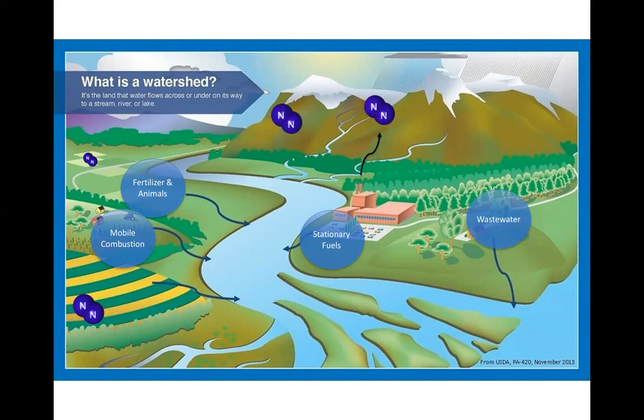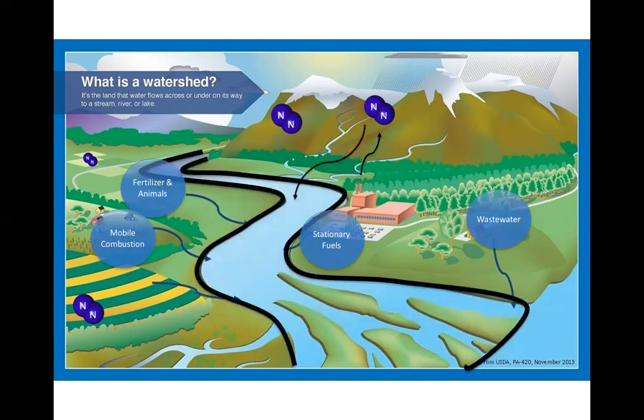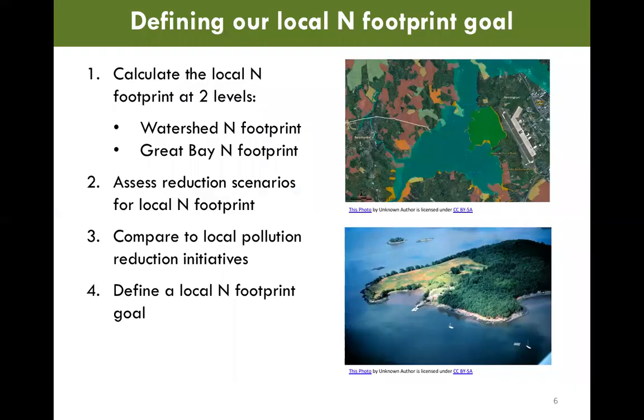Some of the reactive nitrogen that was released within the watershed gets attenuated through the soil, or it gets blown out of the watershed before it even makes its way to the river or the bay. So that is why the second level of our local nitrogen footprint will be measured at the Great Bay level. We are interested in seeing what fraction of nitrogen is going to make its way from the watershed to the Great Bay.